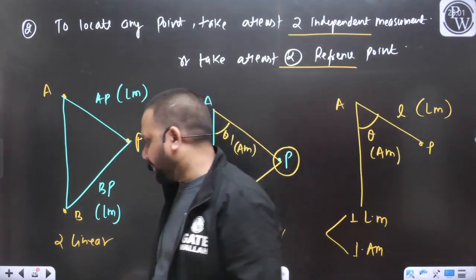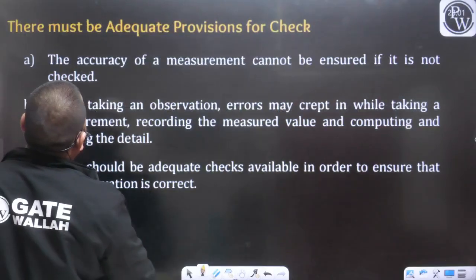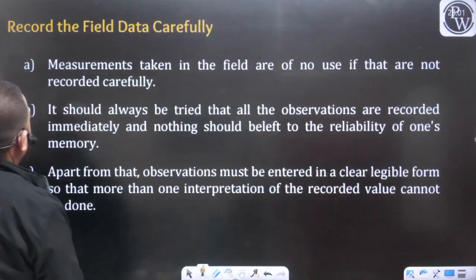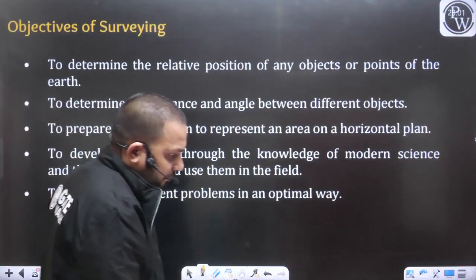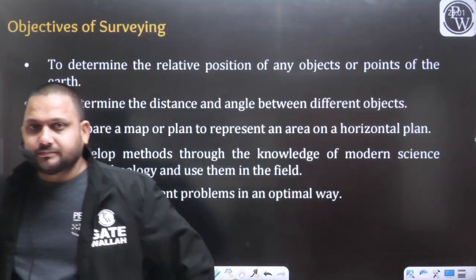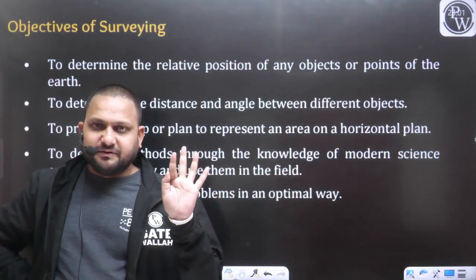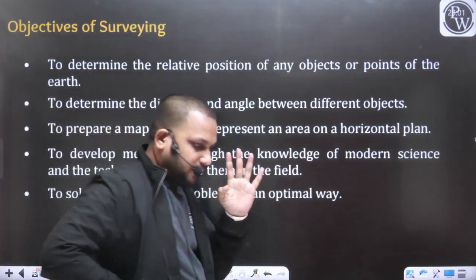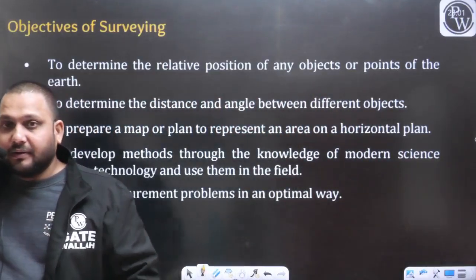So these were the 2 principles of surveying that we have covered: working from whole to part, and the second principle, to locate any point, take at least 2 independent measurements. That was the fourth part of the discussion. I hope the discussion till now is clear to everyone. Definition of surveying, division of surveying, classification of surveying, and we have also discussed the principles of surveying.